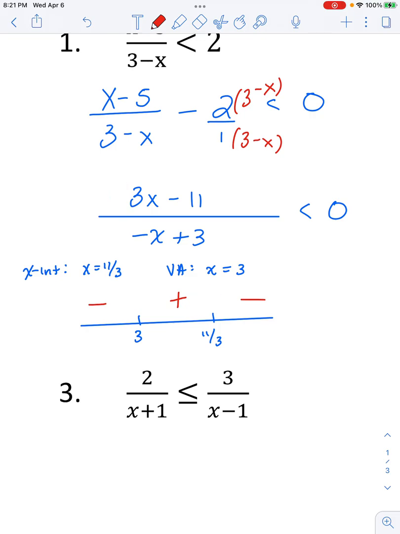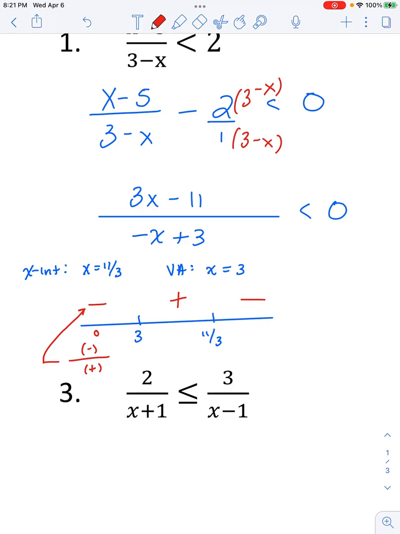If you wanted to confirm this a different way, I could have picked a number like 0, which would have been over here in the left region. If I plug 0 into the x's, I would have 3 times 0 minus 11, which is negative, over negative 0 plus 3, which is positive. A negative divided by a positive would give you a negative result.